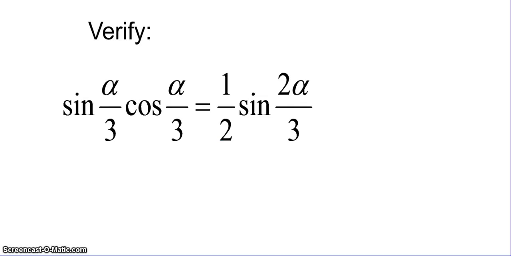Next one, I want you to verify the identity. Sine of alpha over 3 times cosine of alpha over 3 equals 1/2 sine of 2 alpha over 3.